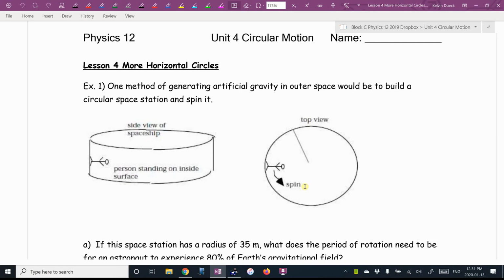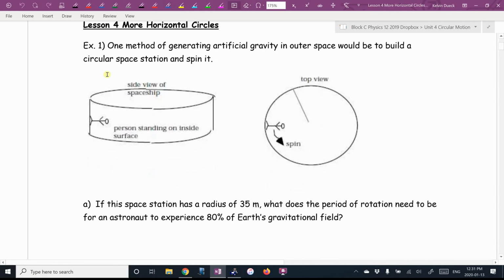And so in real life physics, how would we generate artificial gravity? Well, one way to generate artificial gravity in outer space would be to build a circular space station and spin it. That method will work. It doesn't violate the laws of physics. So here is our space station side view and top view. Supposing this space station has a radius of 35 meters, what does the period of rotation need to be for an astronaut to experience 80% of Earth's gravity?